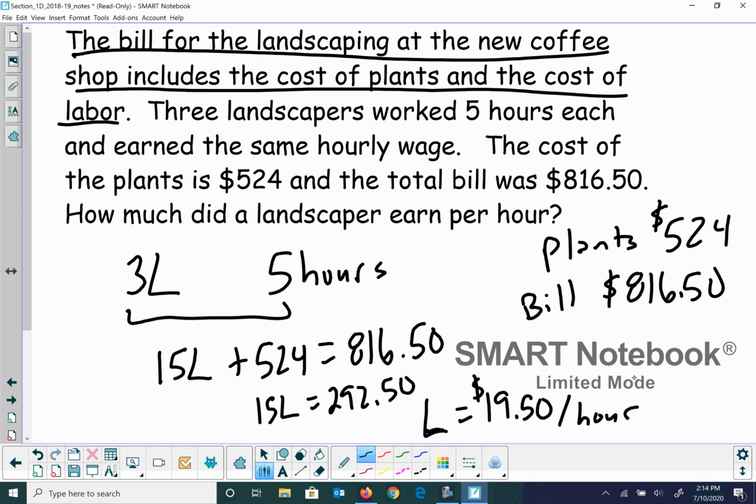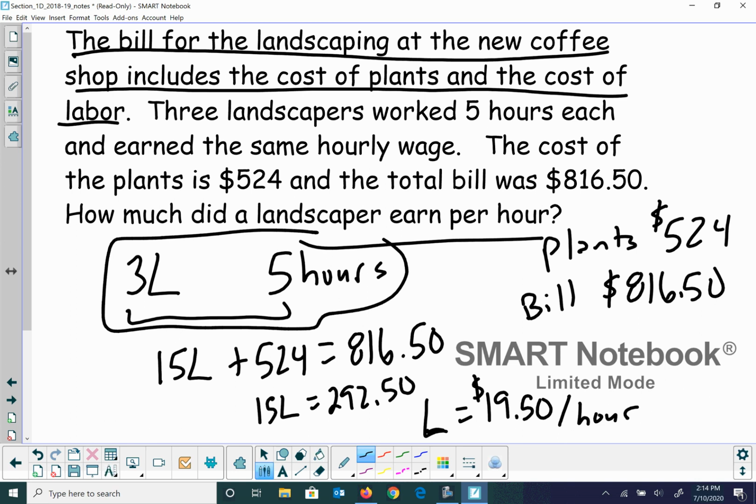Did we answer the question? The landscapers worked 5 hours each. How much did each landscaper make per hour? Yep, we answered it. The main key here is make sure you can combine those together and build upon that.